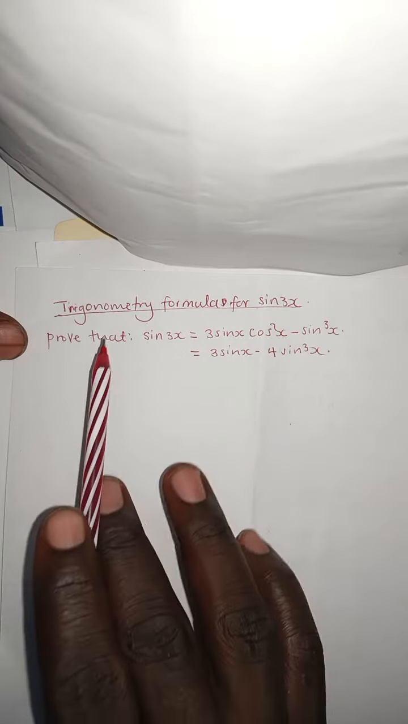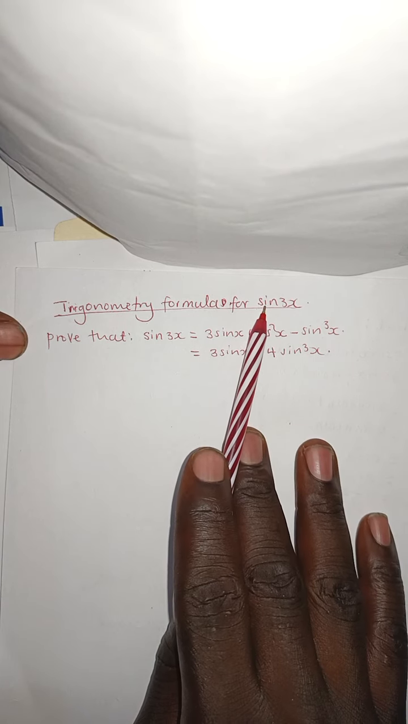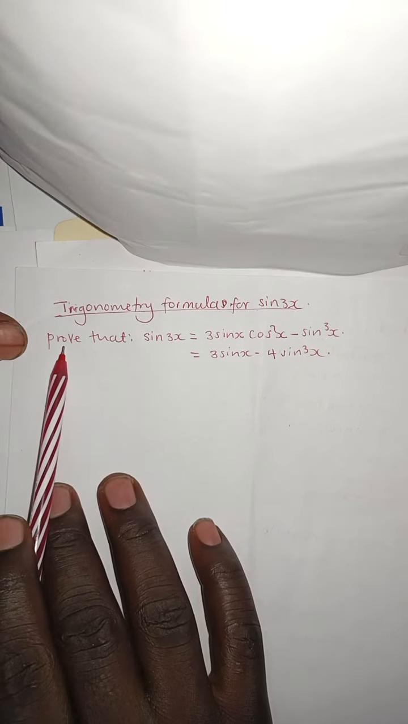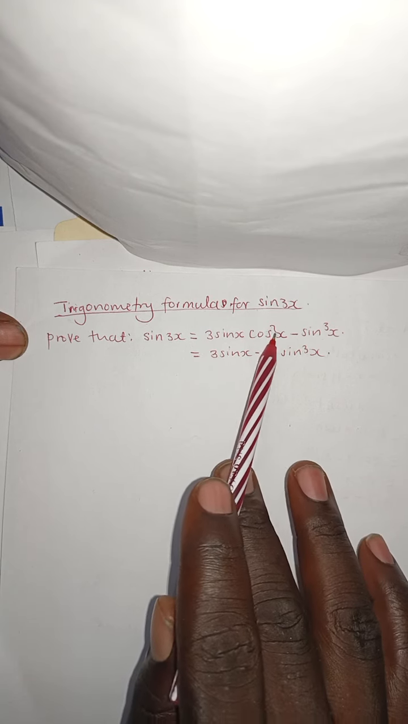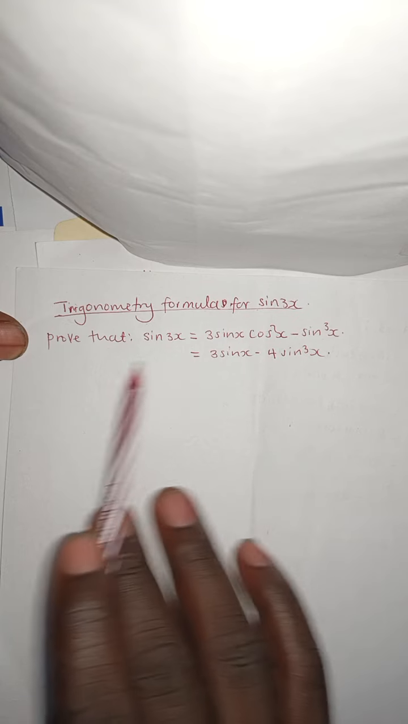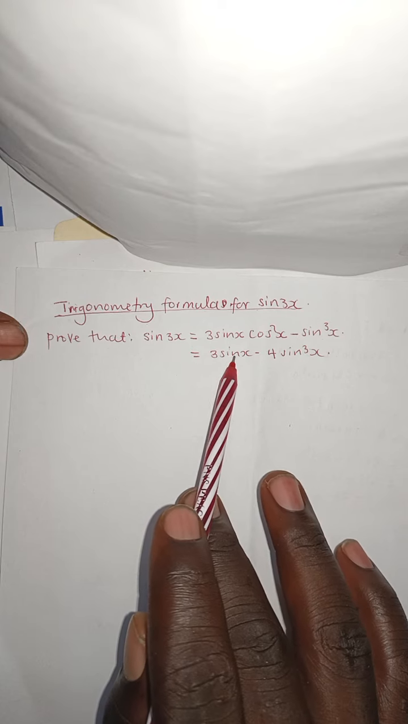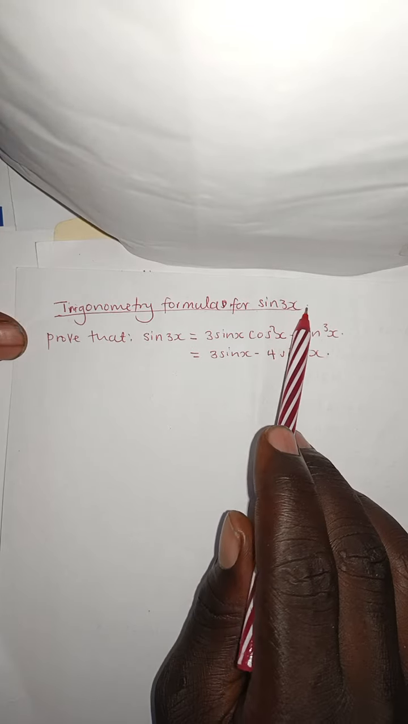Look at some of the trigonometry formulas for sine, for triple angles of sine. When you look at the problem, it says prove that sin 3x is equal to 3 sin x cos squared x minus sin cubed x, or prove that sin 3x is equal to 3 sin x minus 4 sin cubed x. So this is the sine triple angle.